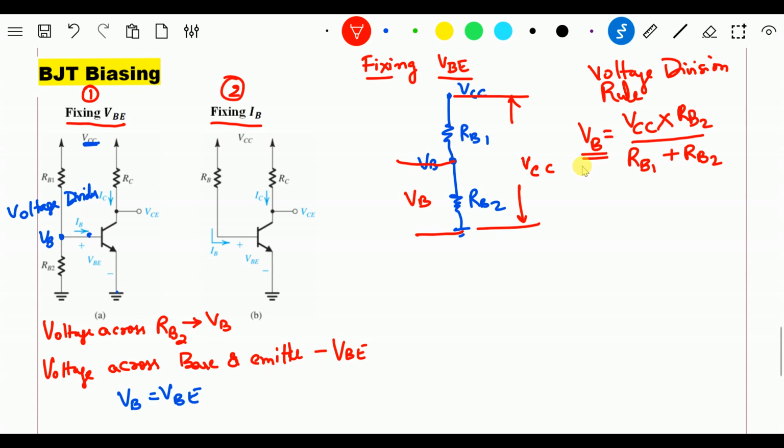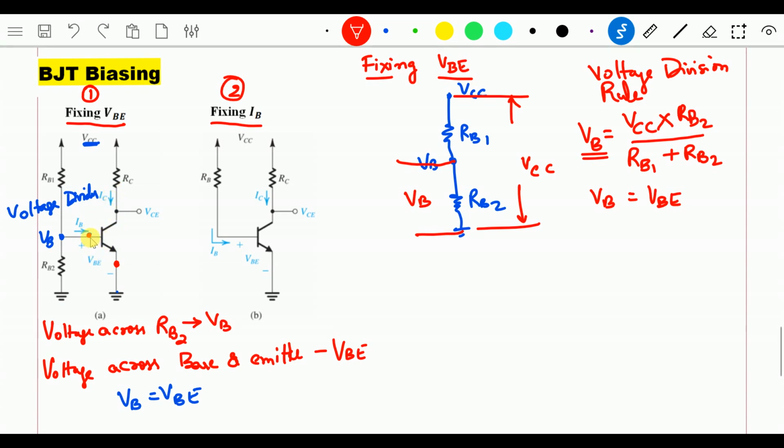But in this circuit, we also know that VB and VBE are equal, right? What is VBE? That is very important, and I am going to tell you now. The voltage VBE is the voltage across base and emitter. And I told you in the previous video that the transistor is made up of two diodes: one is the collector diode and the other is the emitter diode.